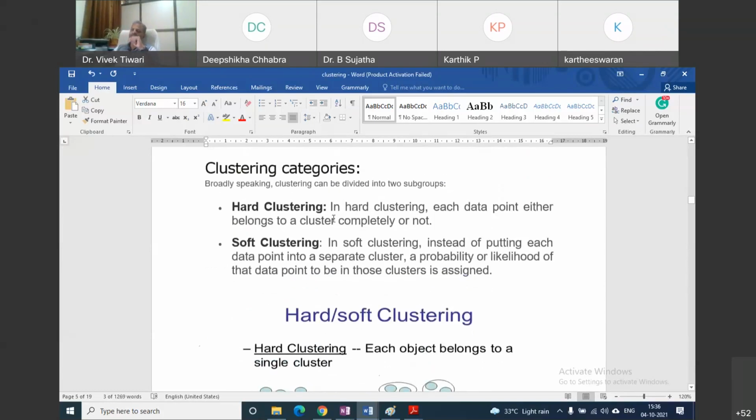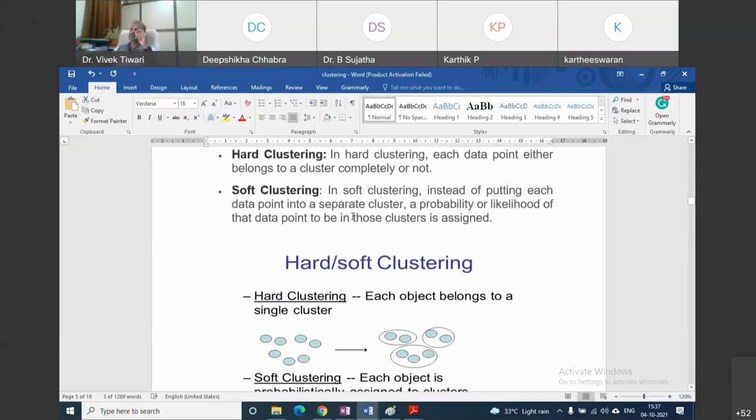Hard clustering means each data point either belongs to a cluster completely or not. So in hard clustering, a data point cannot be shared by multiple clusters. In other words, a data point will belong to one and only one cluster. It will not belong to another cluster. Soft clustering is more flexible: one data point may have membership in more than one cluster, meaning a data point can be shared by multiple clusters. This is called soft clustering.